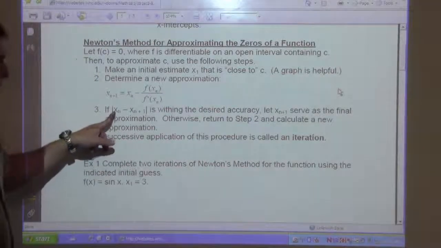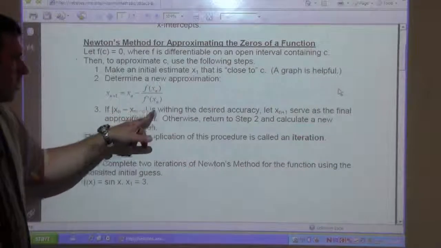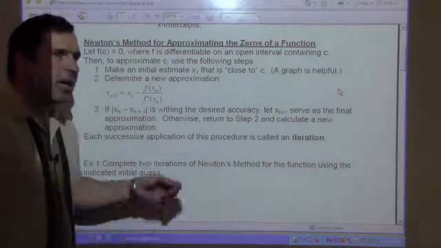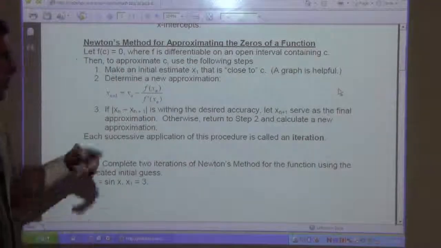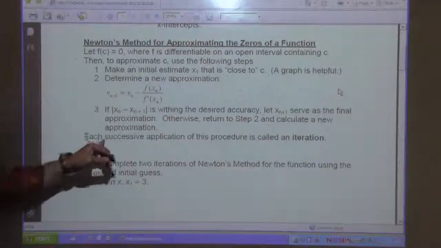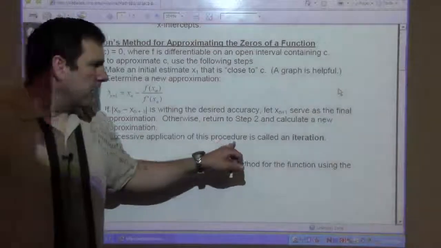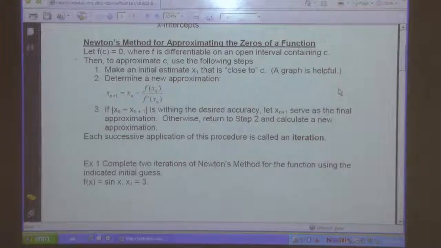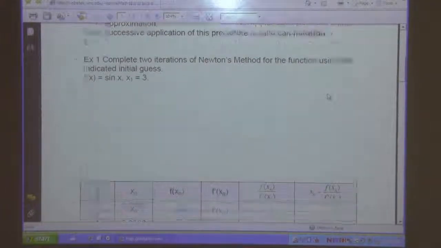If the absolute value of x sub n minus x sub n plus 1 is within the desired accuracy, let x sub n plus 1 serve as the final approximation. Otherwise, you return to step 2 and calculate a new approximation. Each successive application of this procedure is called an iteration. So it's nice to do it in a few iterations. The thing is, the calculator can do a bunch of iterations very quickly.